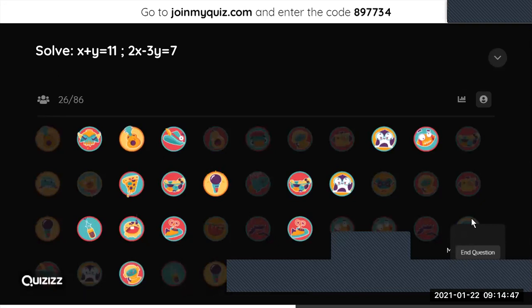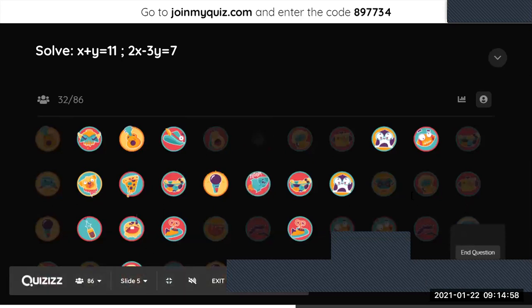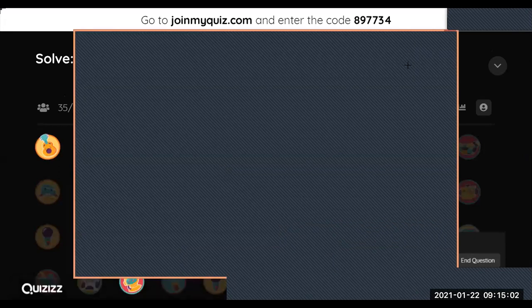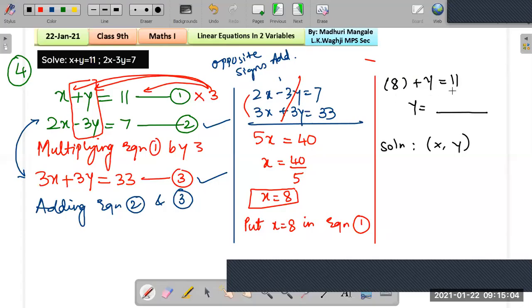Once you know the value of x, you can rule out a few choices. So you are left with only two choices. Solve for y and you will get the correct answer. Those who have not entered the answer still, you can just check. We have got 8 plus y equals to 11. So what will be y? Right?